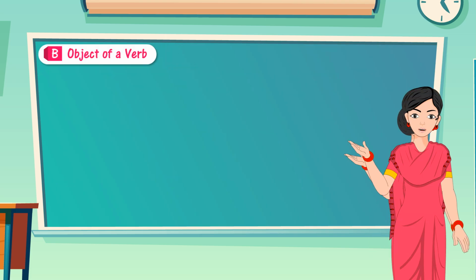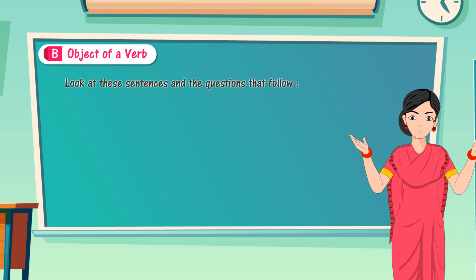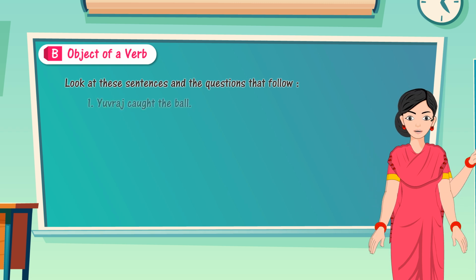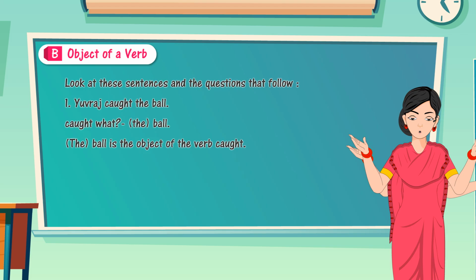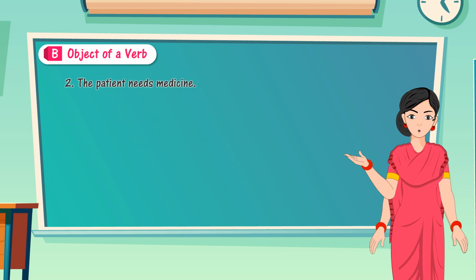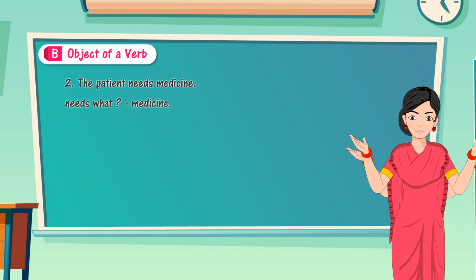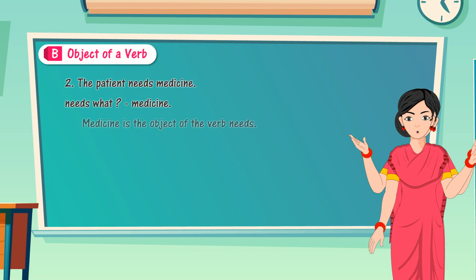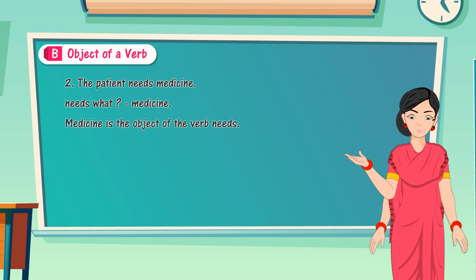B. Object of a verb. Look at these sentences and the questions that follow. 1. Yuvraj caught the ball. Caught what? The ball. The ball is the object of the verb caught. 2. The patient needs medicine. Needs what? Medicine. Medicine is the object of the verb needs.